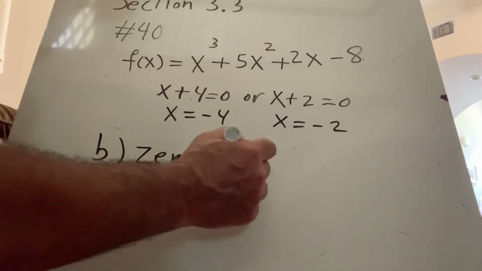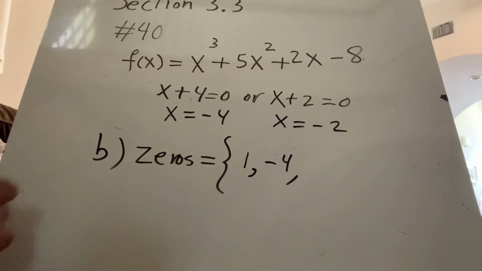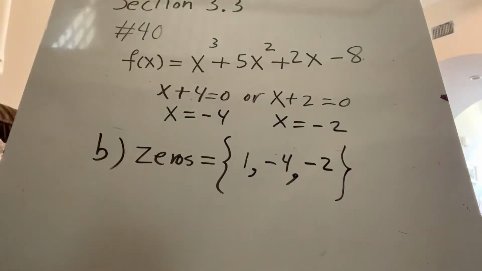So the first 0 we got from the list was number 1. The next 0 we got from solving the equation is -4, and the last 0 we got again will be -2. So those are the 3 zeros for this 3rd-degree polynomial function. Okay.